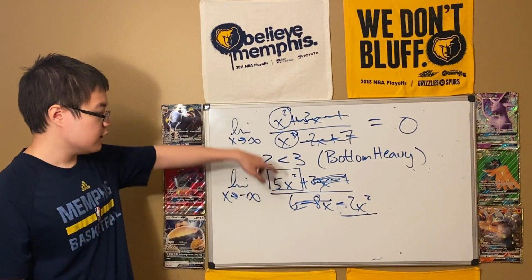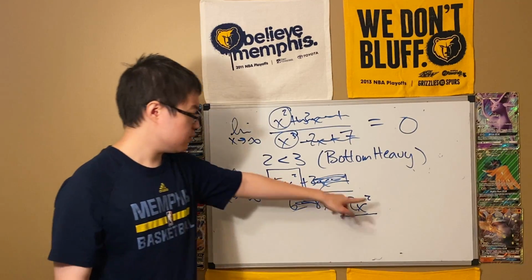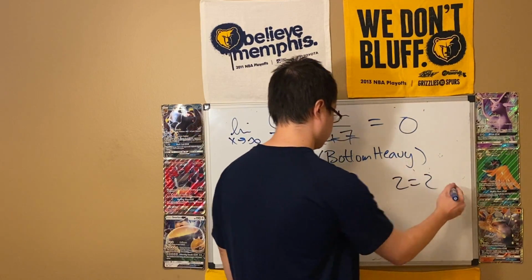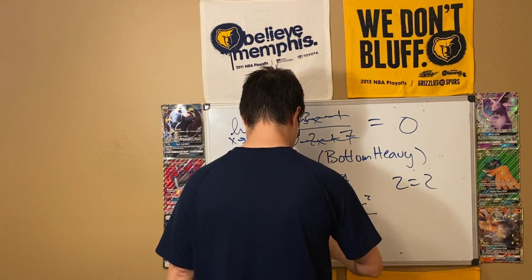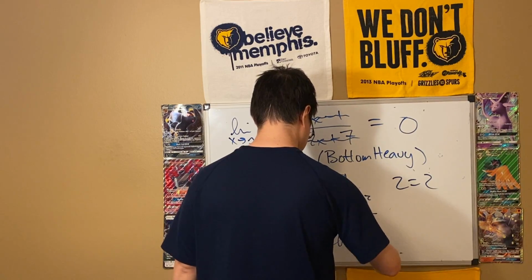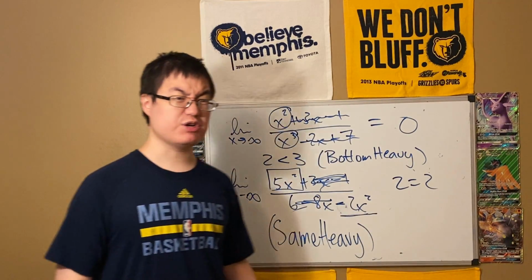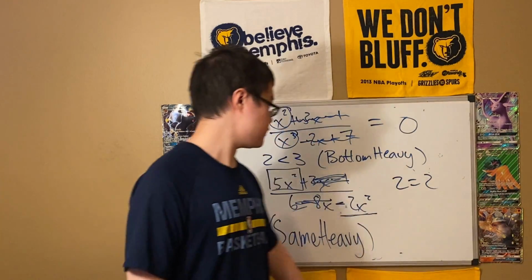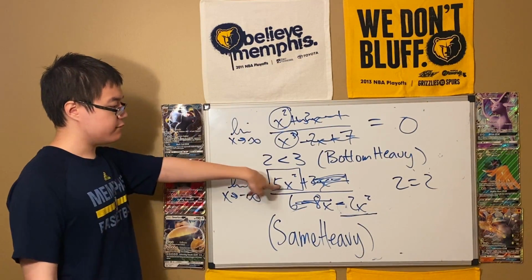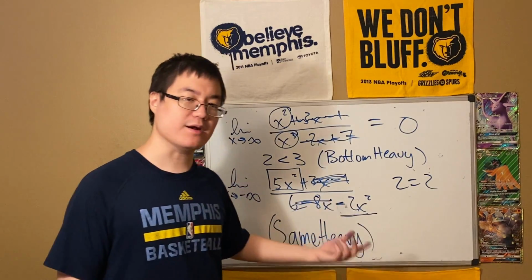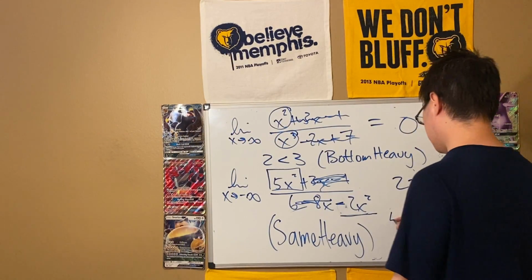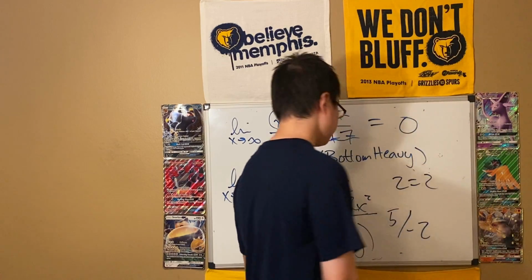So let's compare the leading exponents. Well, it's 2 and 2. 2 is equal to 2. So that means that we are now in same heavy mode. Same heavy isn't too bad. So same heavy, the answer is just the ratio of the leading coefficients. Leading coefficient of the numerator is 5. And then negative 2 is the leading coefficient of the denominator. So the answer is just 5 over negative 2. Again, such a quick question. Certainly not complaining if I see this on a math exam or anything like that.